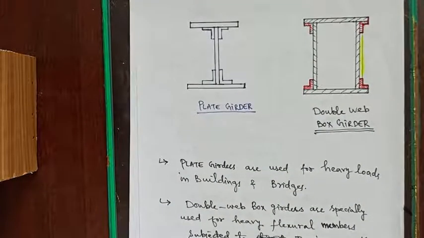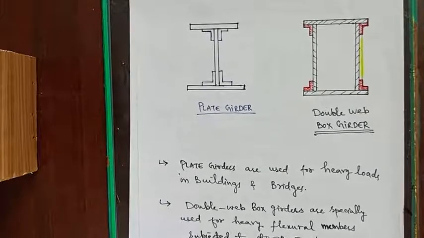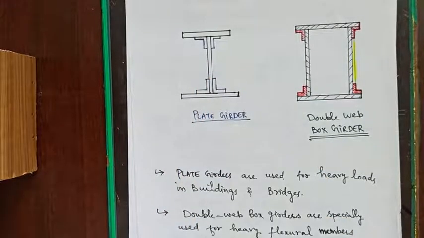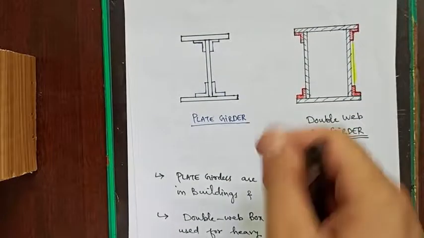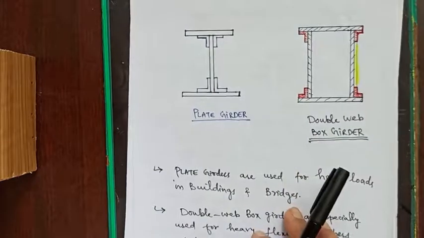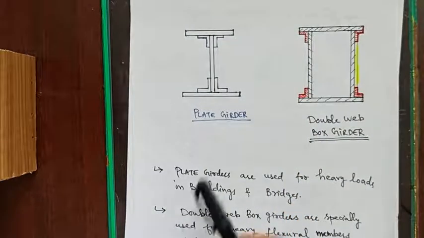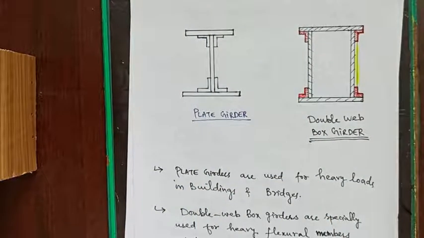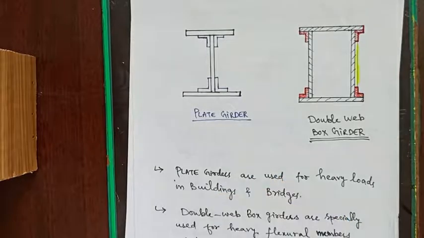We can make a built-up section in some other way, as we can have different plates. We can have flange plate, we can have web plate, and we can connect them, and we can further increase the moment of inertia or section modulus by attaching angle sections at the locations of flanges along the length of this girder. So this is called plate girder.